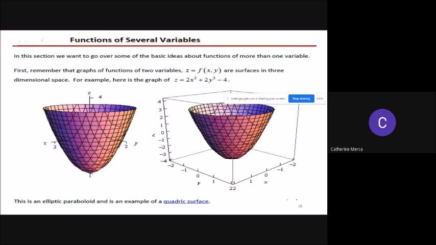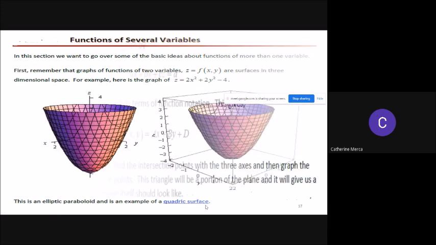Okay. When we have functions of several variables, what we'd like to do in this section is to go over some of the basic ideas about functions of more than one variable. So you have a function of two variables, z is equal to f of xy. They are actually surfaces in three-dimensional space. For example, here the graph of z equals x squared plus 2y squared minus 4 is this. This is actually an elliptic paraboloid. An elliptic paraboloid is an example of a quadric surface which was discussed earlier in the first topic.